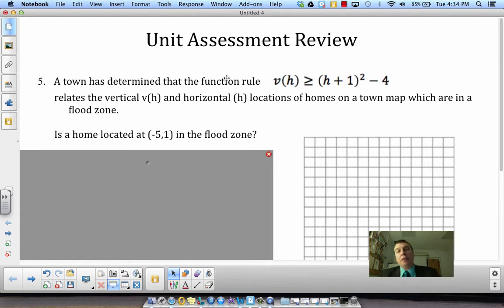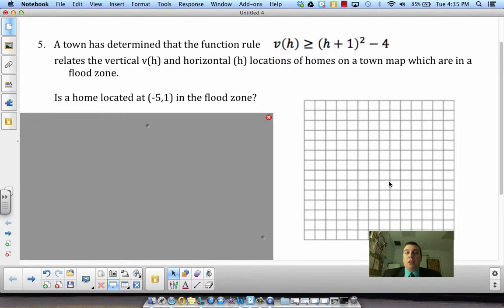Alright, so a town has determined that a function rule, which is shown here, relates the vertical, V of H, and horizontal H locations of homes on a town map, which are in a flood zone. So that's the equation. We want to determine whether or not a house located at -5, 1 is in the flood zone. Now we could just substitute these values in and determine whether or not it's in there. But that would kind of defeat the whole purpose of dealing with the functions and drawing the functions. So I'm going to go ahead and draw it out with you.